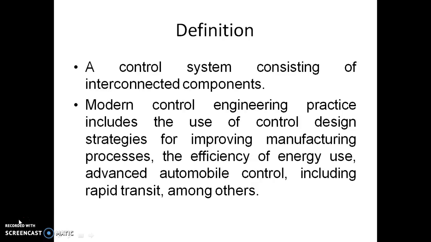Today we are going to start with the topic of control system. Definition: a control system consists of interconnected components. Modern control engineering practice includes the use of control design strategies for improving manufacturing process, the efficiency of energy use, advanced automobile control, including rapid transit among them.